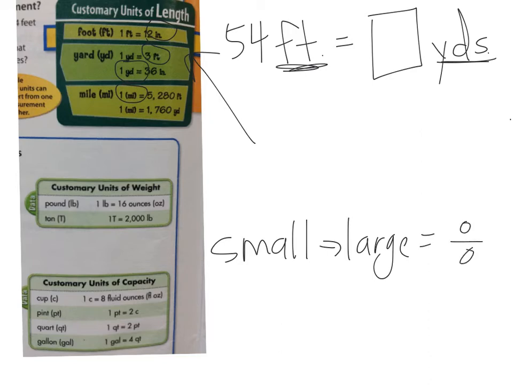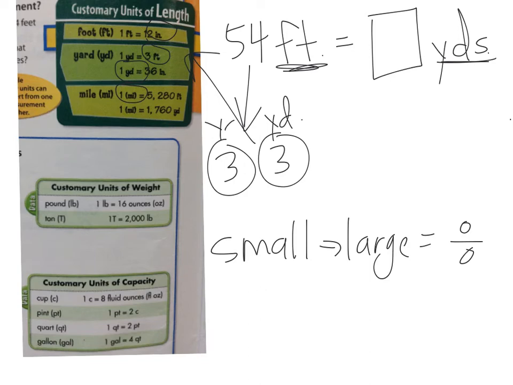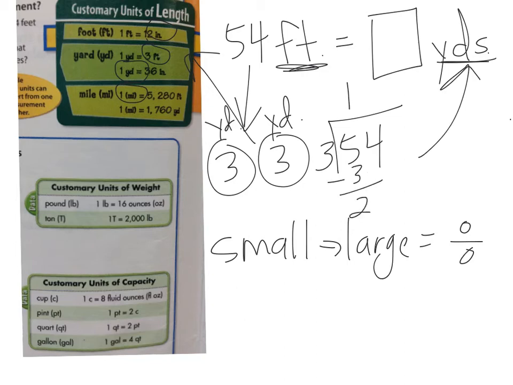According to our chart up here, for every 3 feet, there is 1 yard. So if we break up 54 into every 3, these are each yards, we need to see how many of these will be in 54 feet. So we are going to take 54, divide by 3 to see how many total yards there are. 3 goes into 5 once, with 2 left over. Bring down our next number. 3 into 24 goes 8 times. So there are 18 groups of 3, or 18 yards, in 54 feet.